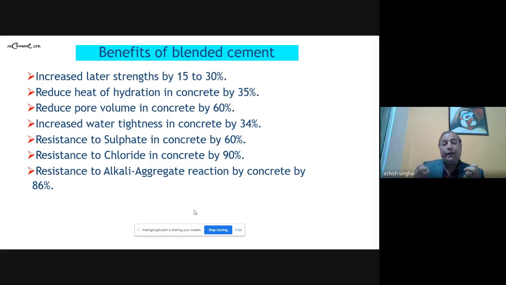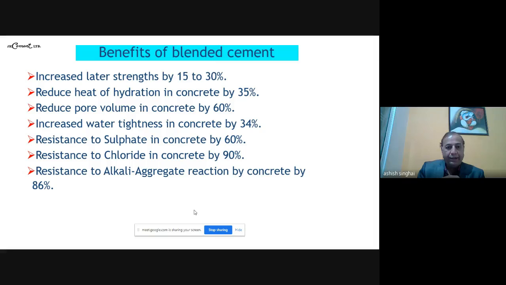The heat is reduced by 35%. As you know, India is a hot climatic country. In the peak of summer, the temperature goes as high as 48 to 50 degrees Celsius. So in such environmental conditions, if we are manufacturing concrete and that cement is OPC, the heat of hydration is very, very large. So by using such blended cement, the heat of hydration can be significantly reduced by up to 35%, and thereby the cracks on the structures can be minimized.